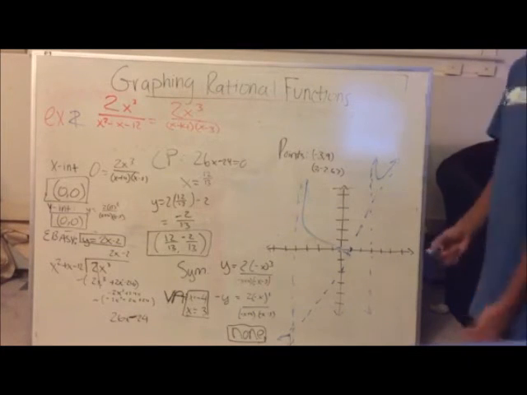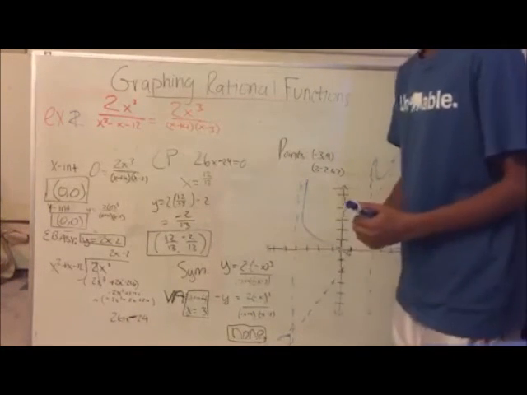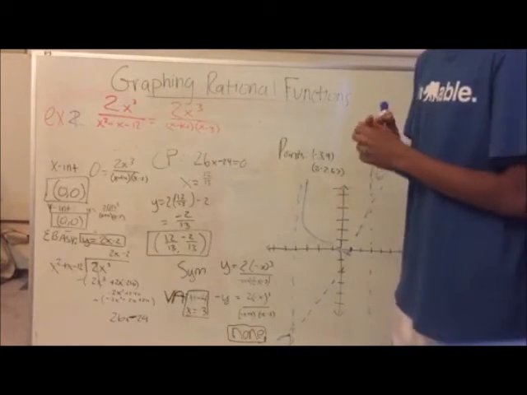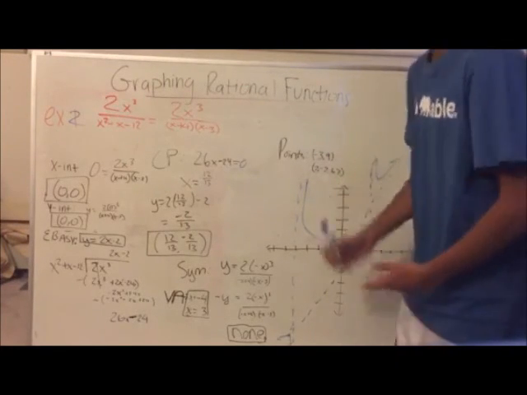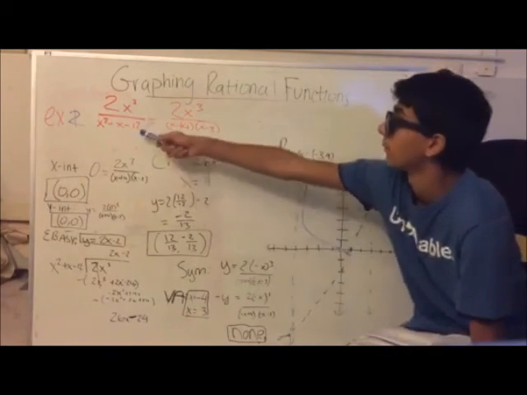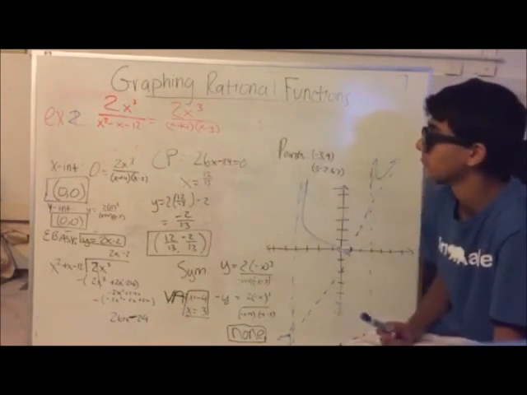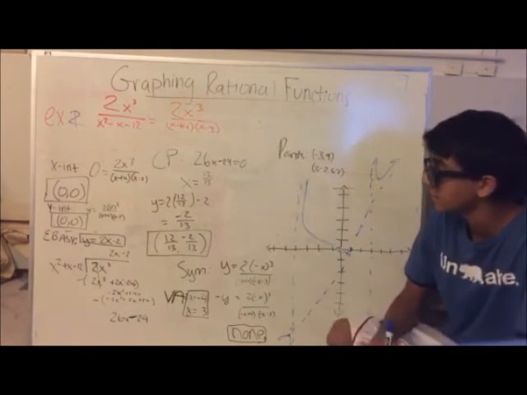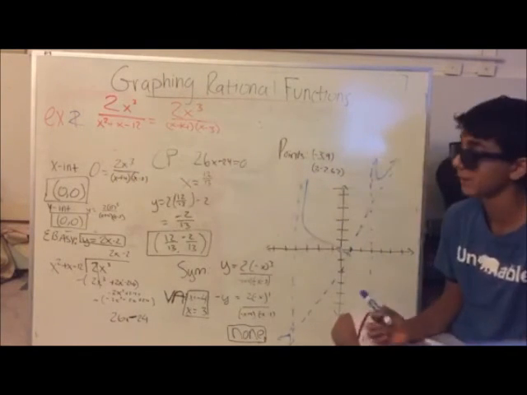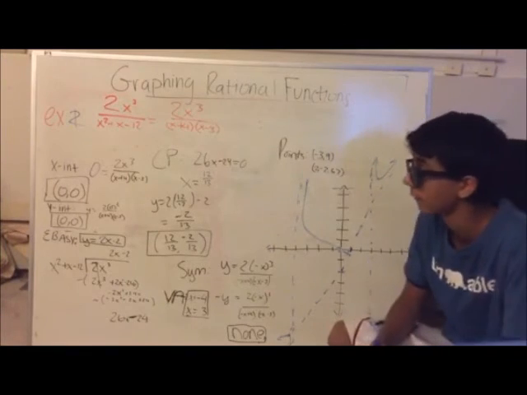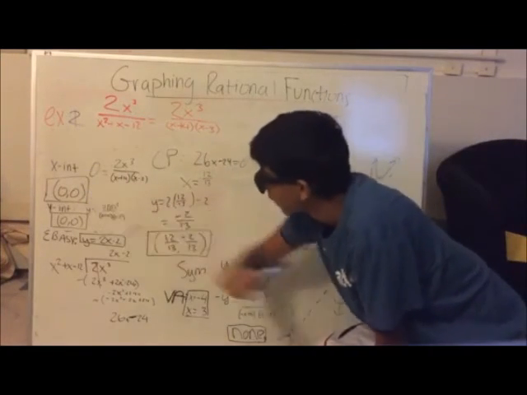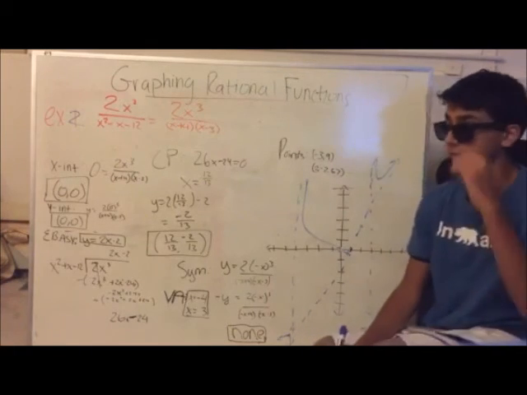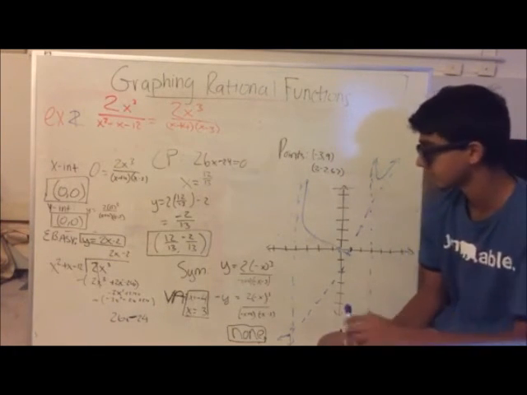Alright guys, now that we've finished our first example, we can move on to our second. We have 2x cubed over x squared plus x minus 12. I simply factored the denominator to get x plus 4 multiplied by the quantity of x minus 3. For our intercepts, to find the x-intercept, I substituted 0 in for f of x, solved, and got (0, 0). And you know the origin is our x-intercept, it's also our y-intercept.